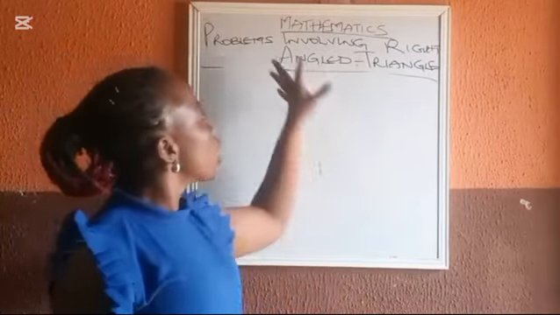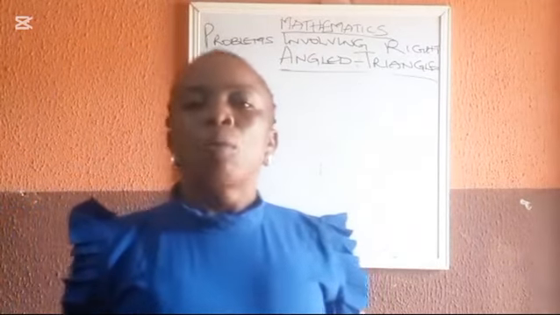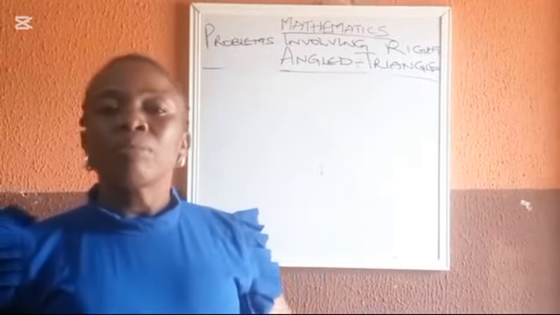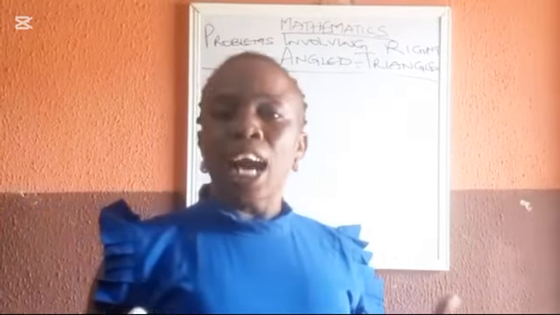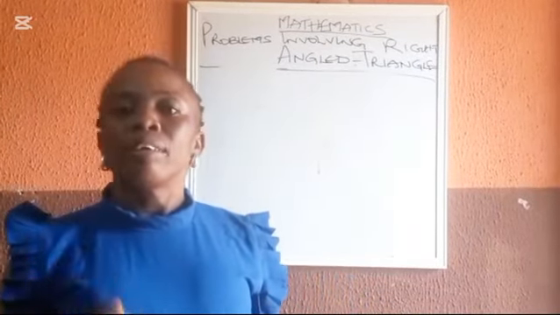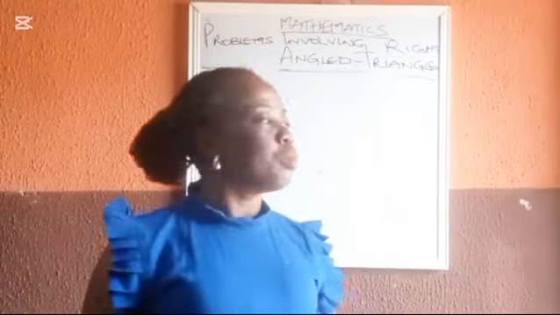So today, I want to take us through problems involving right angle triangles. What is a triangle? A triangle is a plane shape that involves three sides and three angles. And when we say a right angle triangle, it is a triangle in which one of the angles is a right angle, that is, an angle of 90 degrees.